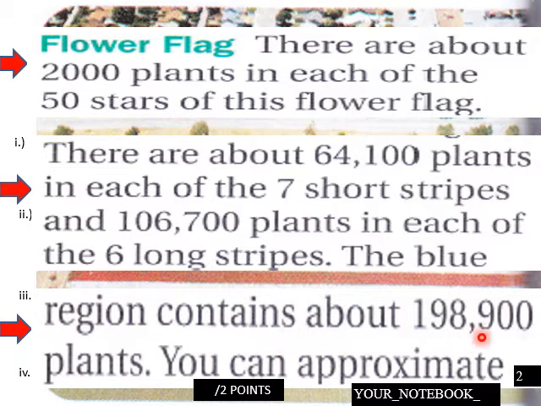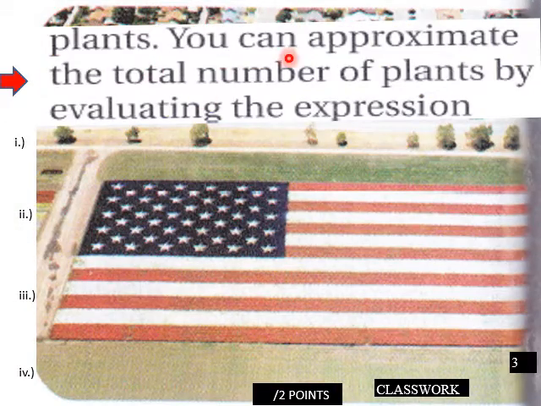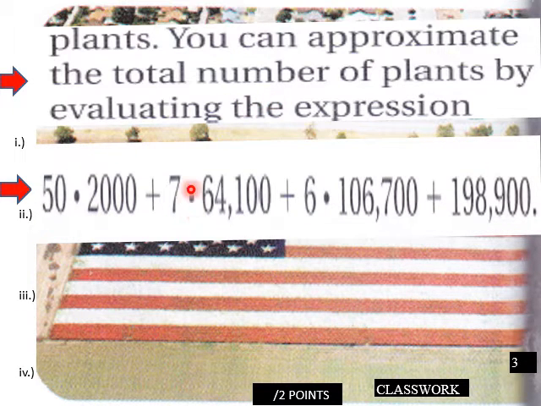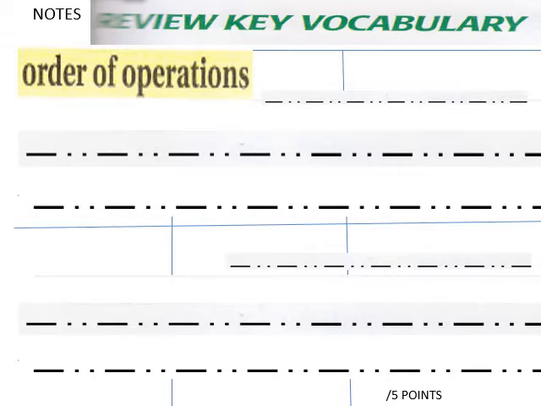Region contains about 198,900 plants. You can estimate the total number of plants by evaluating the expression. So here is our expression here that gives us an approximate number of plants that are involved in the constructing of this flag. To evaluate expressions involving more than one operation, and this is in your classwork sheet, they've agreed on a set of rules called order of operations. So this is what we're going to do today.